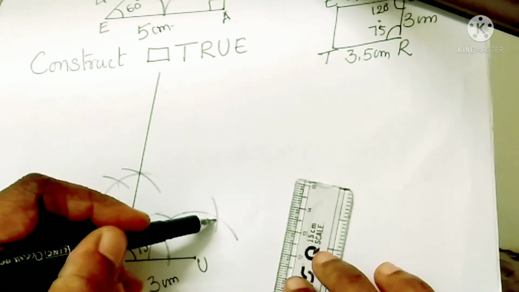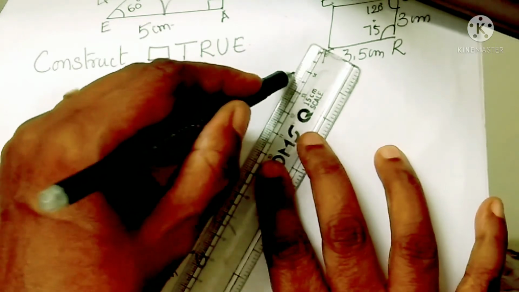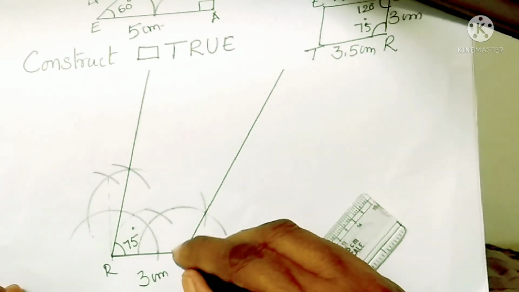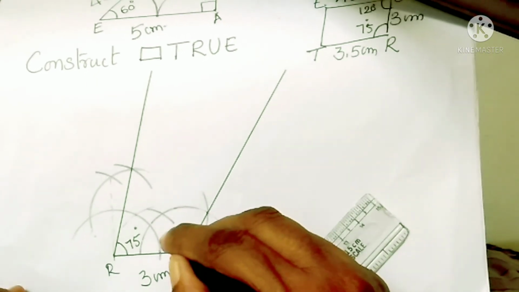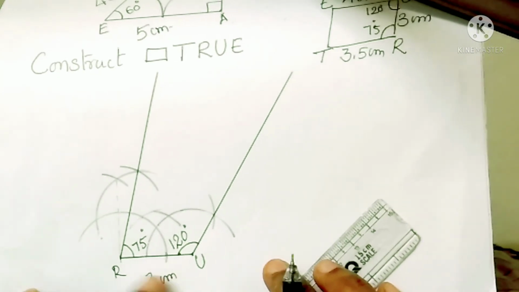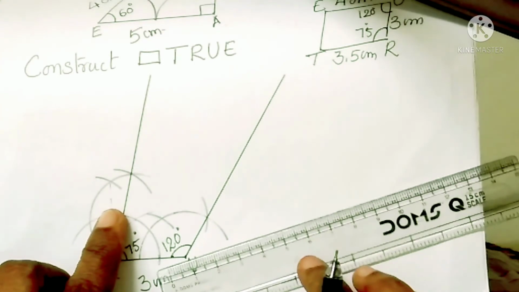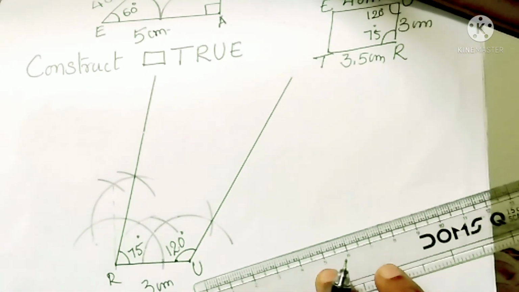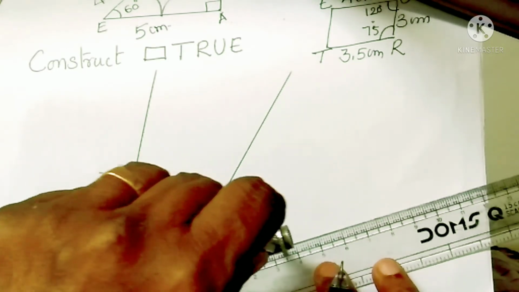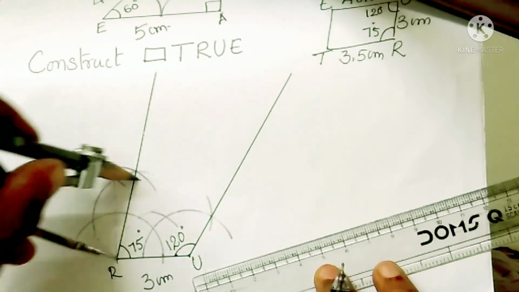So join that point to U. So we got this angle 120 degree. So both the angles are ready, RU is ready. Now RT is 3.5 centimeter. So take 3.5 centimeter and from R cut one arc.